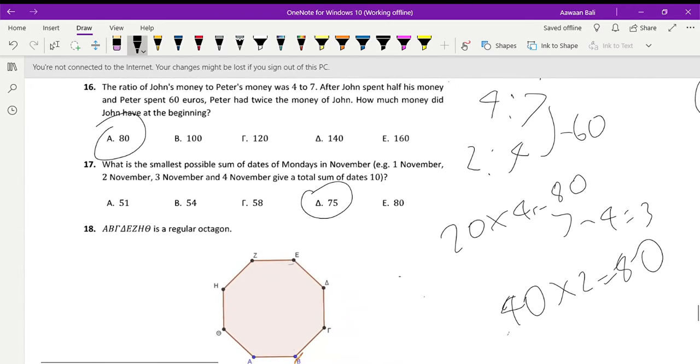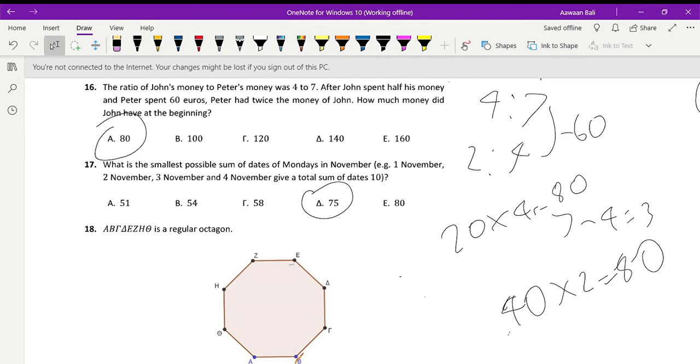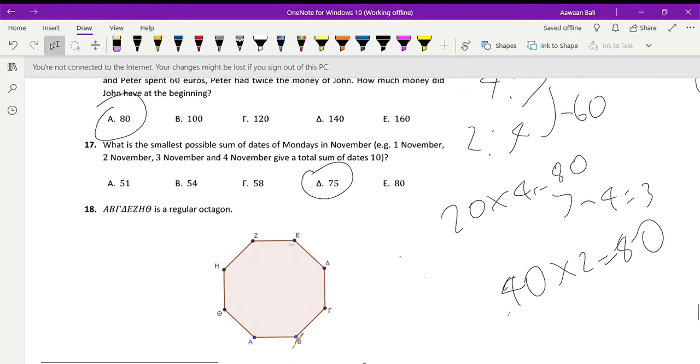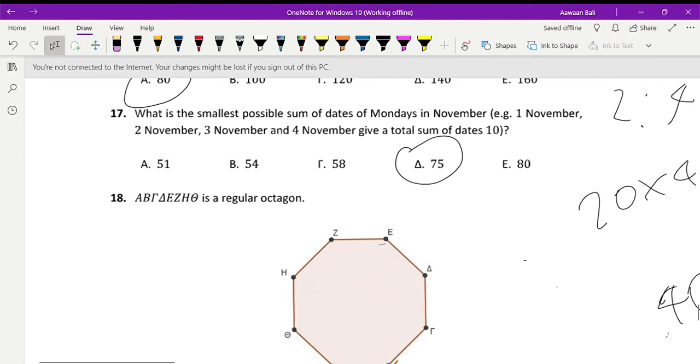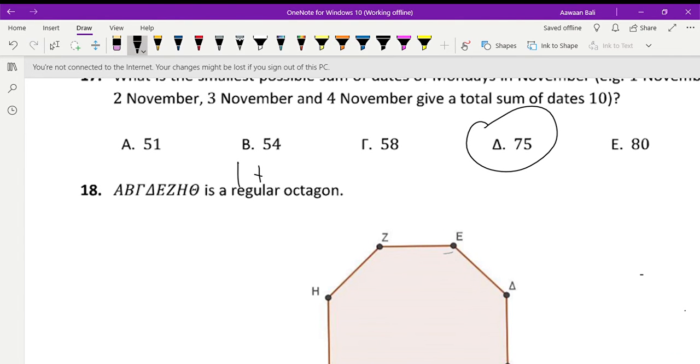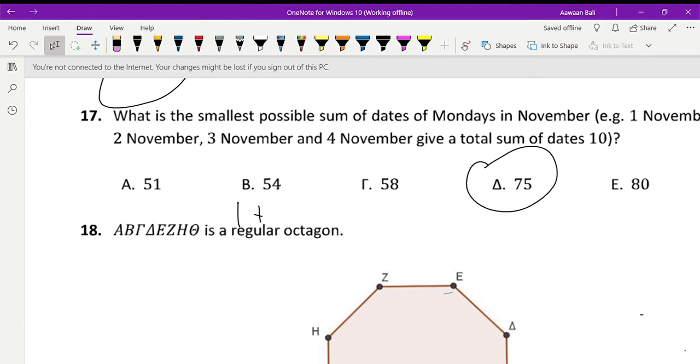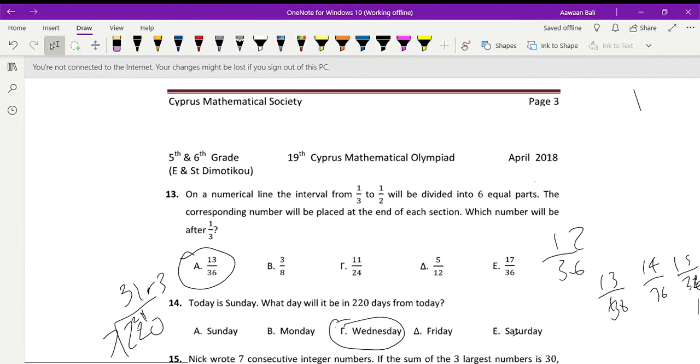What is the smallest possible sum of dates of Mondays in November? E.g. the 1st of November, 2nd of November, 3rd of November, 4th of November give a total sum of dates of 10. Basically 1 plus 2 plus 3 plus 4 is the example they're giving here. Well, if we don't know what the first Monday is, we can just start with 1, because normally if you don't know what it is, just start with 1. So here we have the 1st of November, and then we add 7, because that's the number of days in a week, and then it'll still be a Monday after that, as we said in question number 14.